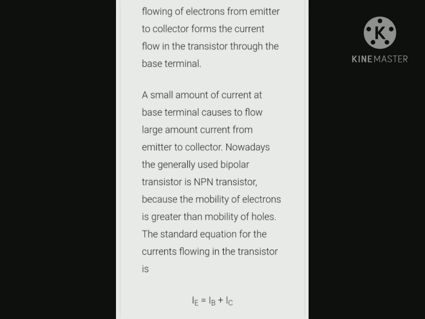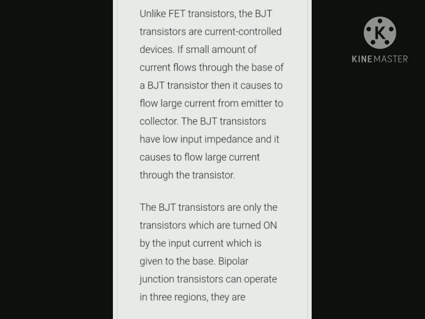Flowing of electrons from emitter to collector forms the current flow in the transistor through the base terminal. A small amount of current at the base terminal causes a large amount of current to flow from emitter to collector. Nowadays, the generally used bipolar transistor is the NPN transistor because the mobility of electrons is greater than the mobility of holes. The standard equation for the currents flowing in the transistor is IE = IB + IC.